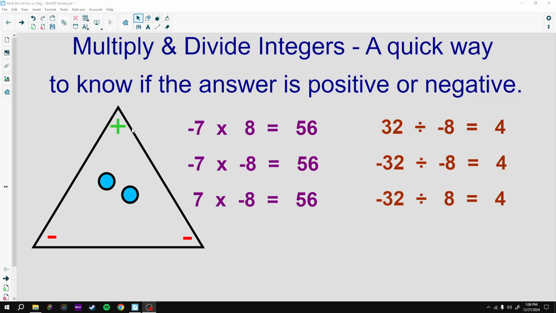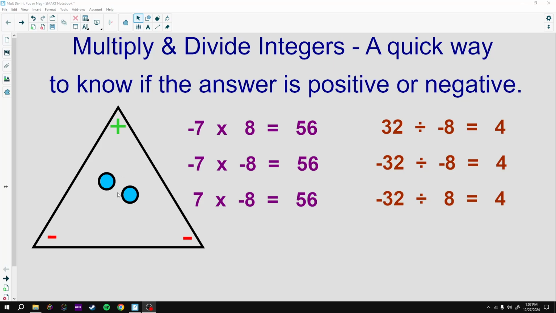Let's get busy. So you notice I drew a triangle. And in the triangle, in each of the points, I put a positive sign, a little plus sign up here, and two minus signs in the other two corners. All right, they'll be important in a few moments. So here we go. We're going to charge into our first one, negative 7 times 8. Now, here's how this little trick works.